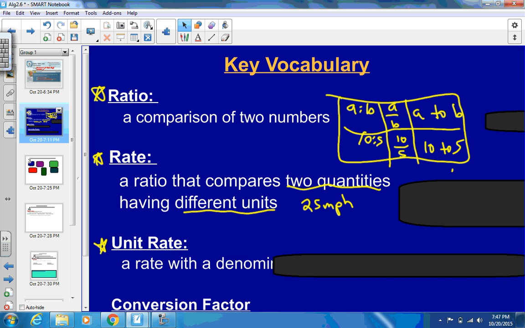Particularly, we're going to be talking about unit rates, which would be a rate with a denominator of 1. So miles per hour would be miles per 1 hour. That would be a unit rate. A lot of people get paid in dollars per 1 hour. So that would be a unit rate. Most rates that we deal with actually are unit rates.